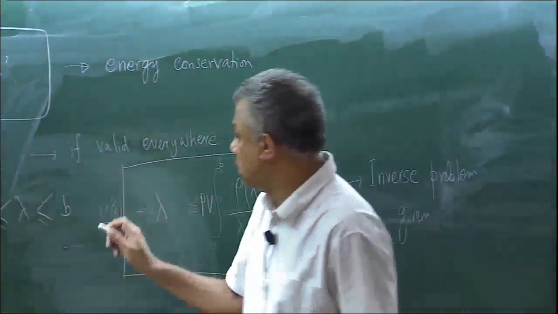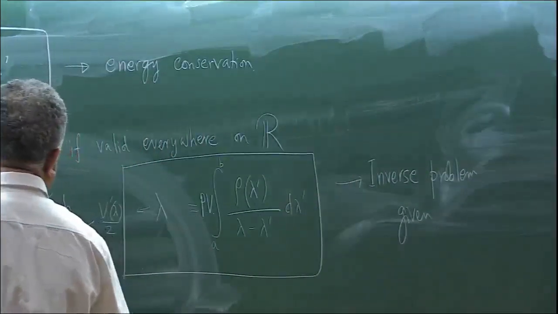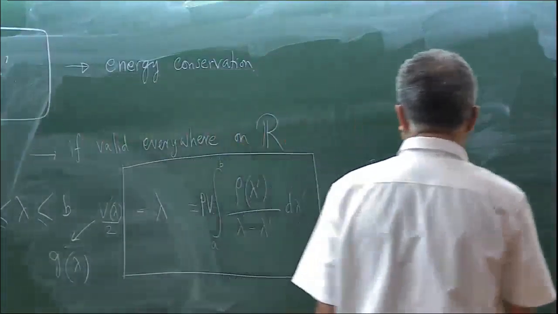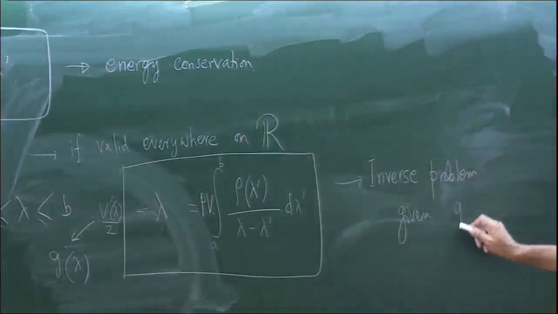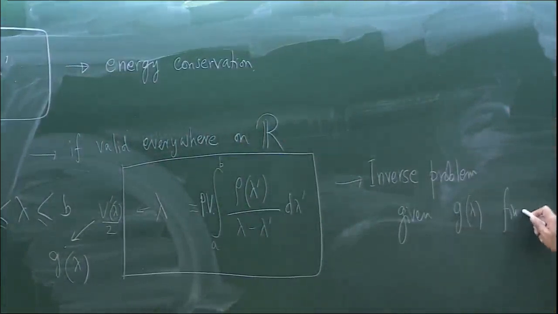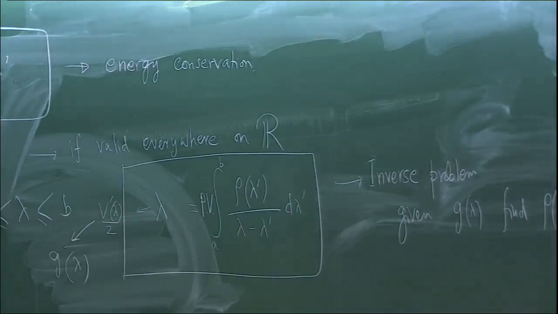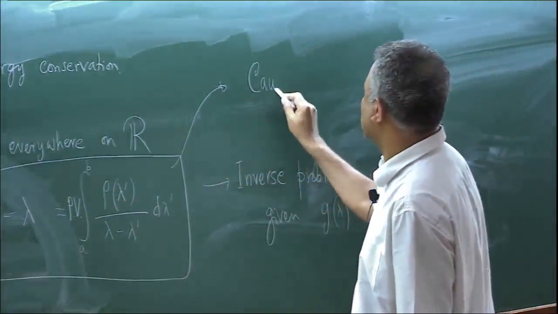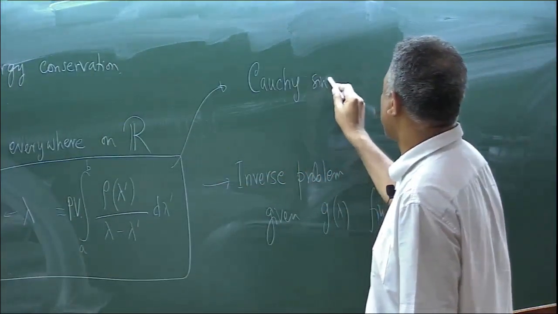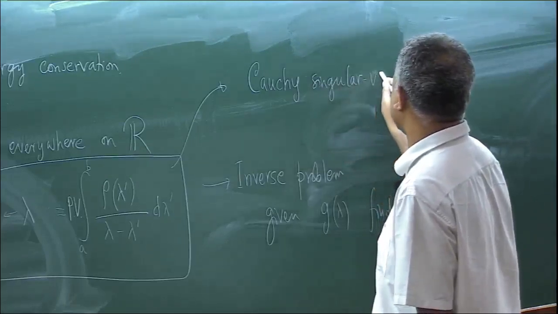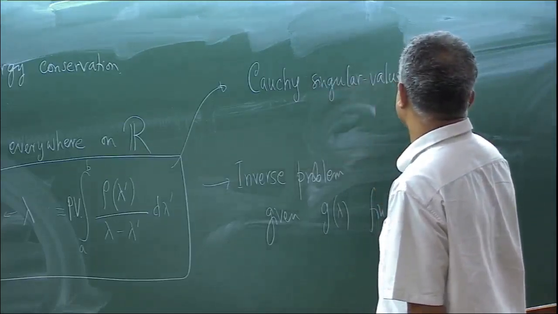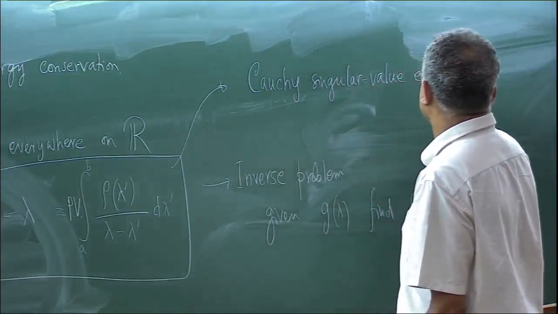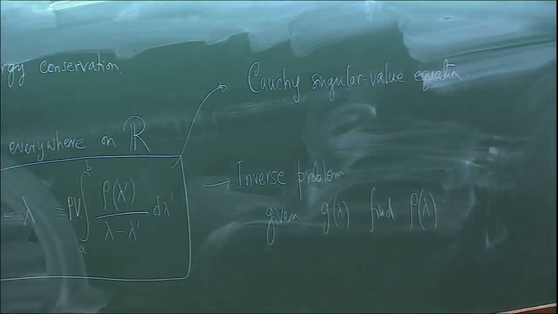Given the source function, this I'll call in general some g of lambda. So g of lambda equal to lambda is our problem basically for the Gaussian case. So given g of lambda, invert this equation, which is a complicated equation, it's a principal value equation. Such equations are usually called Cauchy singular integral equations. Or sometimes it's called the Hilbert transform also. So this is the problem.